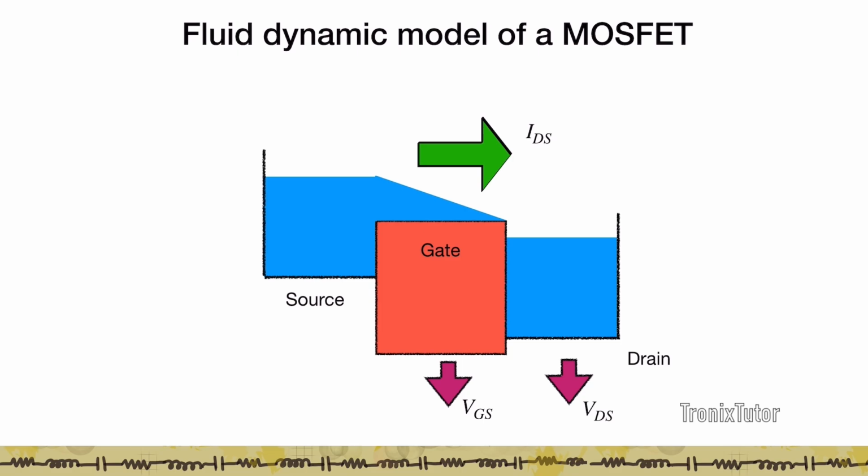So for every gate value, there exists a certain drain value over which the current does not increase. Or in other words, I can say that the water flow saturates at a given gate voltage for a given drain voltage. Beyond that, if I increase the drain voltage, I am not going to see an increase in the current flow.